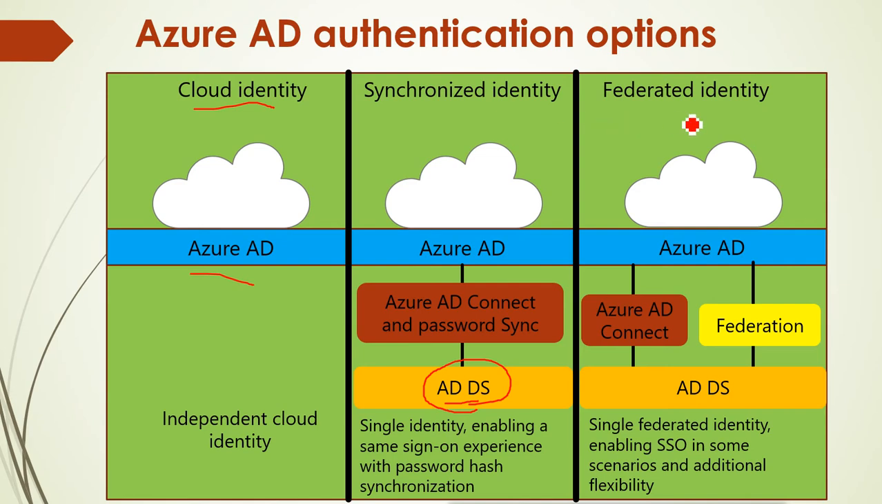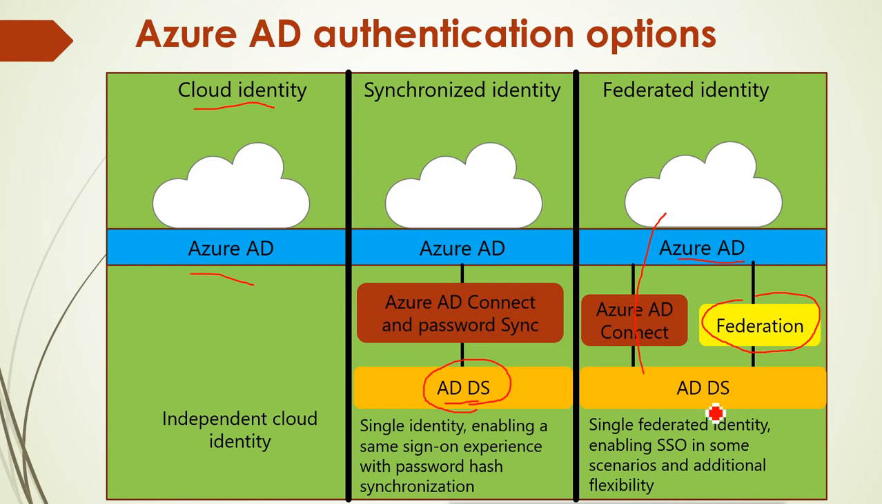Then we can use the federated identity also. In a federated identity, we can use a single federated identity, enabling single sign-on in some scenarios, and additional flexibilities. We can use Azure Active Directory Connect to synchronize the on-premises users' information to Azure AD. And also we can use federation, the Active Directory Federation Services, or we can use the Azure Federation Services, to provide single sign-on scenarios with additional functionalities.